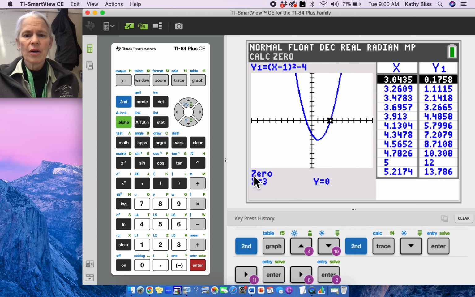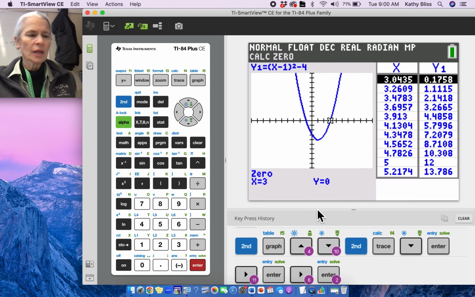And there you go. There are your zeros. The zero is x equals 3, y equals 0. And it tells you your equation right up here. Okay? And now your graph is all kind of wonky because it's looking at different values here. Okay, so there are the ways to find the x-intercepts using your calculator.